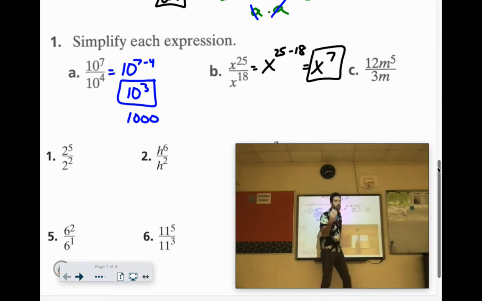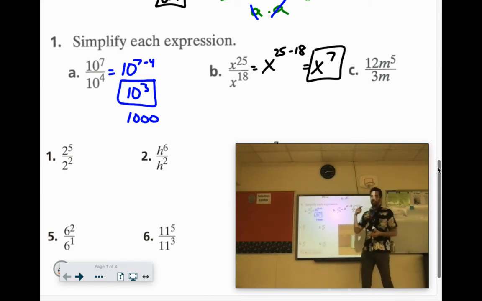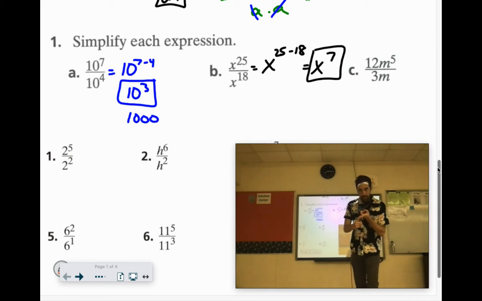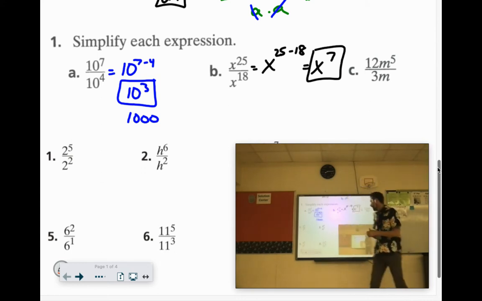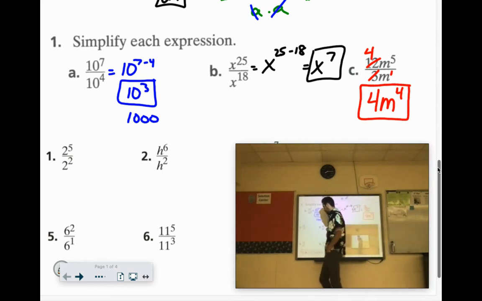Now if there are regular numbers, coefficients in front, you treat those just like you would a regular fraction. This is just a shortcut we can do when we're dividing with the same base and they have exponents on it. So here the 12 divided by 3 is just 4. 4 over 1, right? But you don't need to write the over 1. We have m to the 5th over m, which is m to the 1st. So if you subtract those exponents, 5 minus 1 is 4. So we have 4 m to the 4th over 1. You don't need to write it over 1. Great.